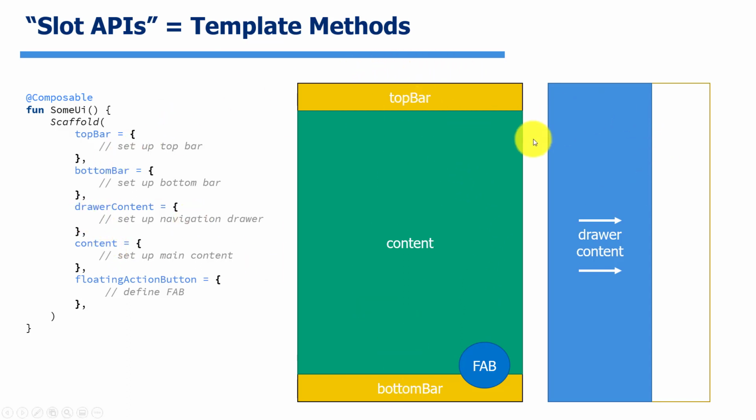Now the drawer content is a navigation drawer that slides in from the side. So think about this as being on top of this other user interface. It slides in on top of it when you swipe your finger over, or tap a little icon on the top bar to make it expand. Scaffold is a template method. And what they do is they call this a slot API, where they call each of these chunks that represent portions of the screen slots. It's a specialization of the template method pattern, but all it really is is just a template method. You're passing in functions to say what to do at each of these sections on the screen.